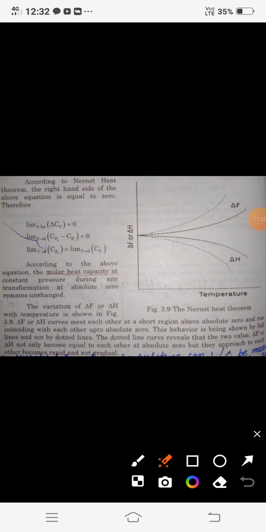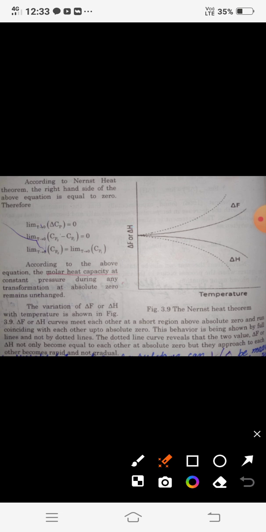Okay, so when we apply this form, we get to know that as the right side was zero, we will put zero in the place of that factor. So when we take one factor on the left side and one factor on the right side, the negative sign is removed. According to the above equation, the molar heat capacity at constant pressure during any transformation at absolute zero remains unchanged. It means that when the temperature is at absolute zero, there is no change in the entropy, and there is no change in the molar heat capacity. The same we have observed in the derivation for the entropy as well as for the molar heat capacity, where it is becoming equal to zero.